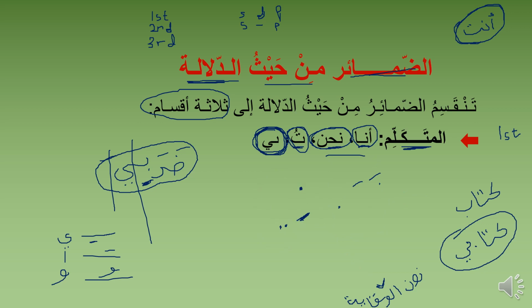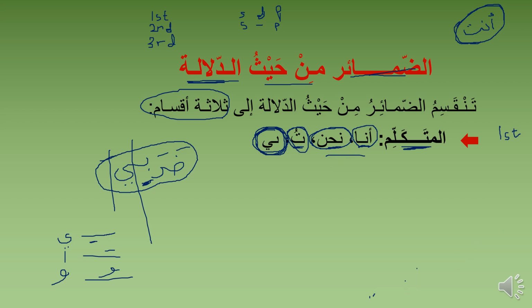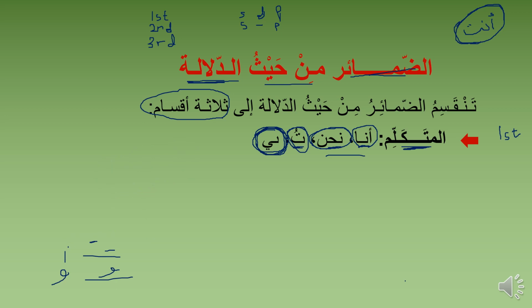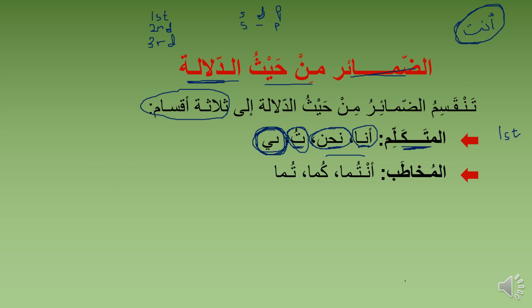So this is what we are talking about. The first type under this classification is al mutakallim, the speaker, the one who is speaking. And we have ana, we have nahnu, we have tu, we have ni. So let's look at the second one, which is al mukhatab, the person you are talking to.